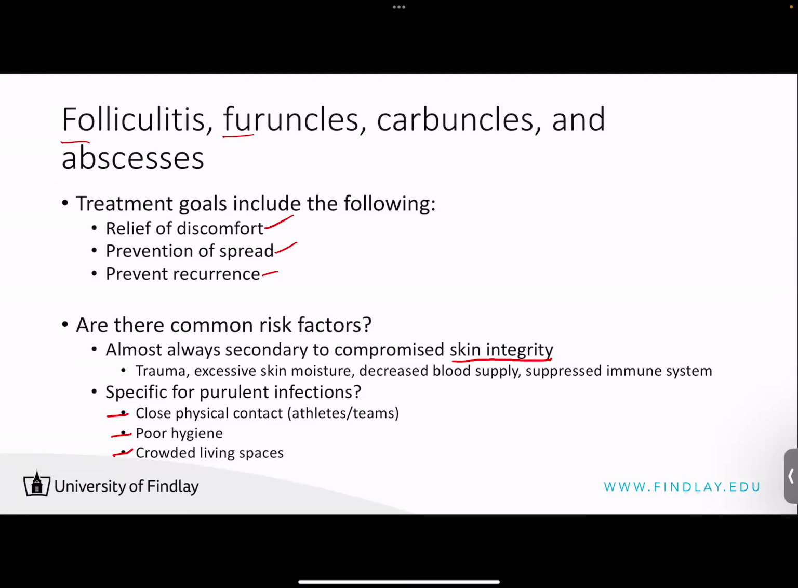When you look at purulent infections in particular, close physical contact is known to spread MRSA. Wrestlers, I don't know if any of you are wrestlers or have wrestlers in your family, but oh man, those wrestling mats, they do such a poor job of cleaning them. It's a haven for stuff like this. Again, we talked about poor hygiene and then crowded living spaces as well. Anytime you're packing people into a small area, it's just bound to spread.